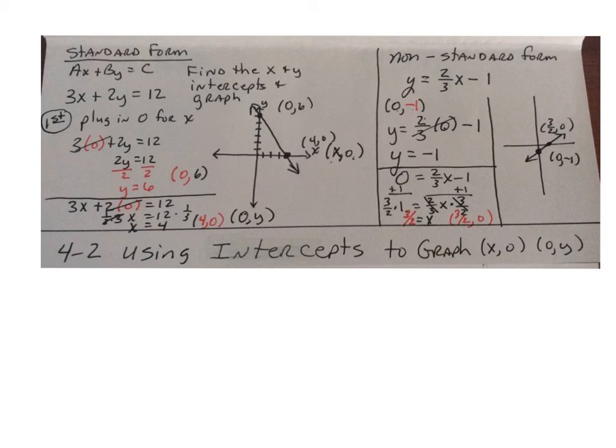On the first page, basically 4-2, using intercepts, remember what we talked about is when you have something in standard form, like for instance 3x plus 2y equals 12, you're simply going to put a 0 in for x and solve for y. And then you're going to do the same thing, 3x plus 2y equals 12, and plug in a 0 for y. The reason you want to do that is to find where it crosses the x and y axis.